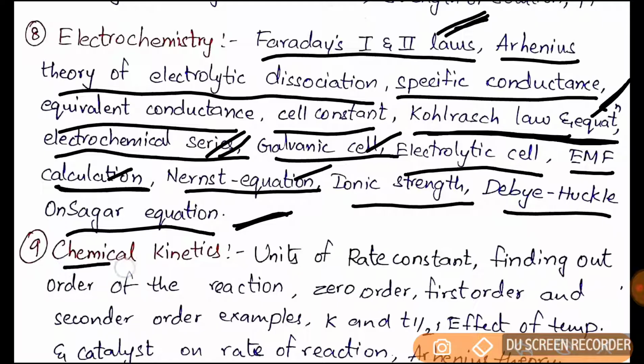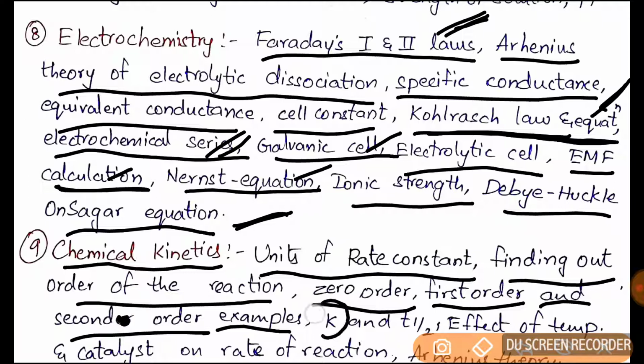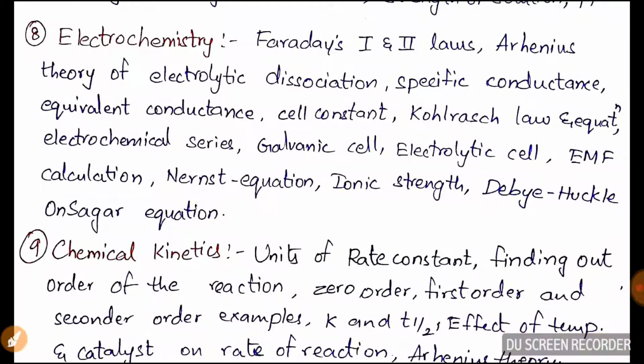And then coming to chemical kinetics: units of rate constant, that is first order, second order, third order, and finding out the order of the reaction, zero order, first order, and second order. This is second, guys, sorry. Yep, this is second order examples. And finding out K, that is rate constant, and T half, and I'll just roll it down.